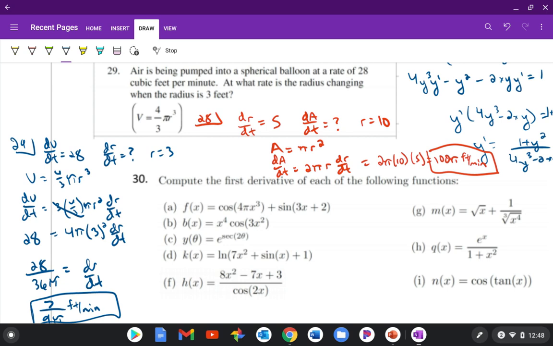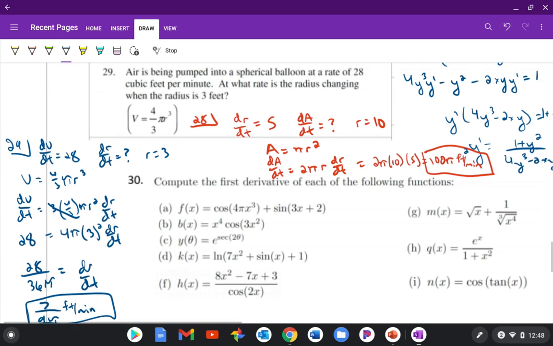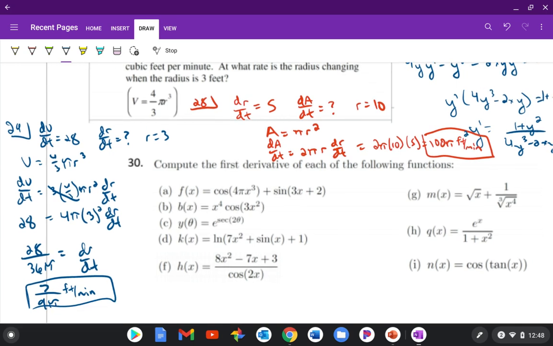And actually, I just thought about the last one. That was a dA/dt, so that should be feet squared per minute. Volume is cubic. Area is squared, so it should be feet squared. But on 29, we're finding the radius. The rate the radius is changing, so that's just going to be feet.